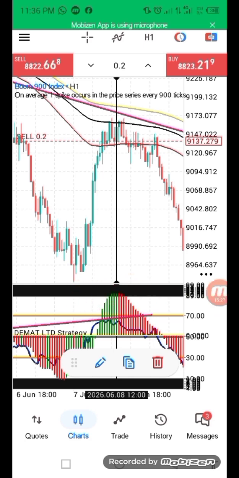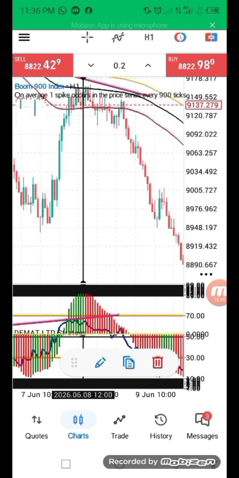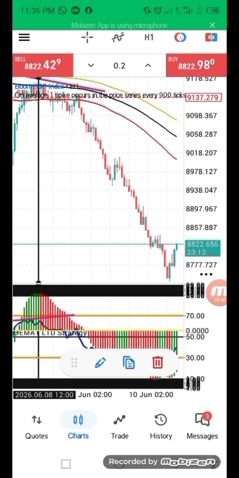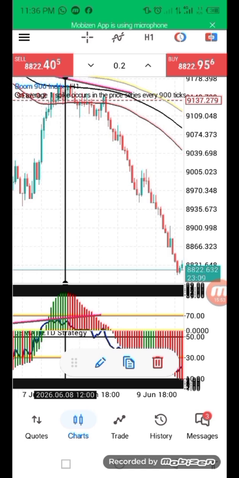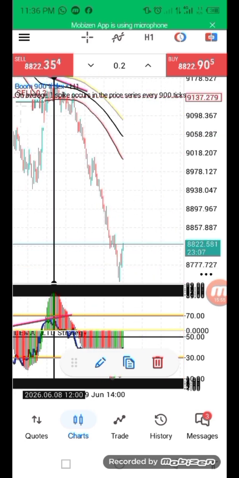So you can enter as soon as the awesome oscillator turns from green to red. Once it changes from green to red, you can just place your entry. So we would have entered from here, and look at the result, how it sold and sold all the way down. This is in deep profit.